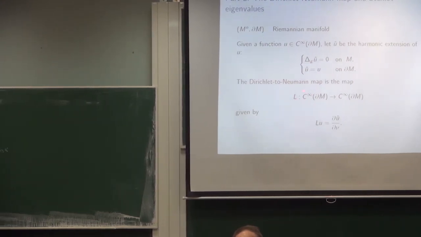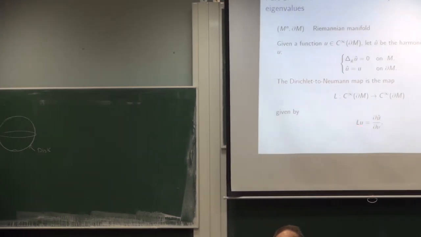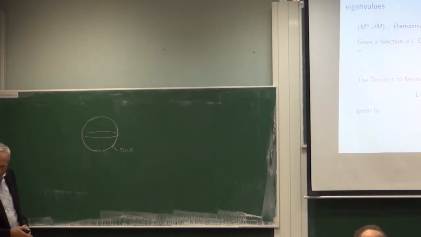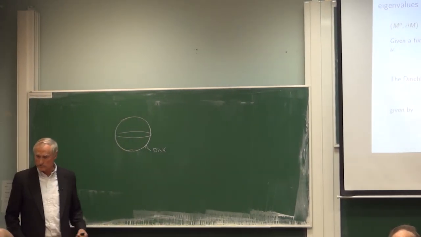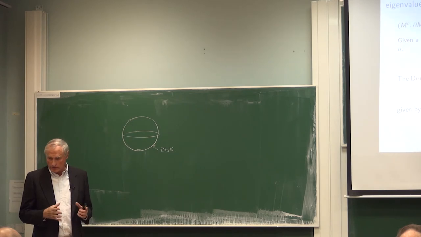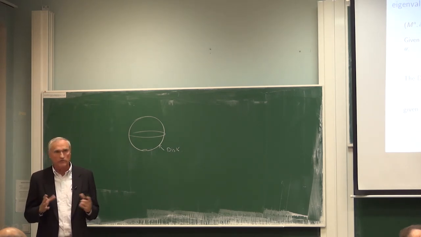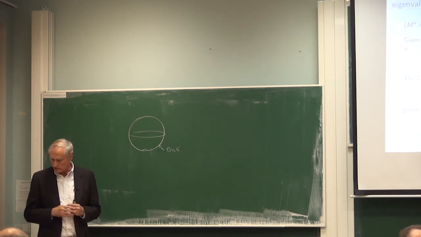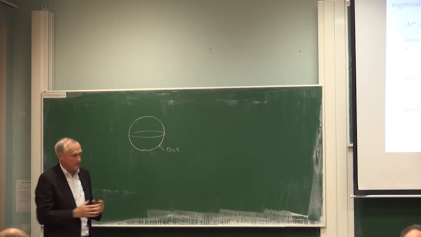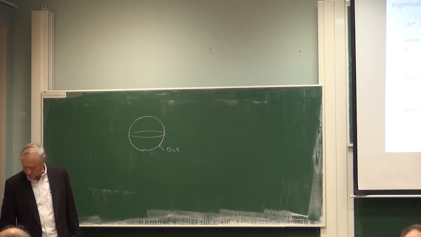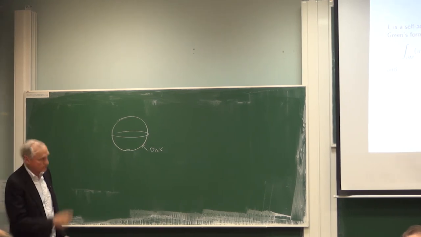Then the Dirichlet to Neumann map is the map which sends u, that is the boundary data, to its Neumann data, that is the normal derivative of u hat. And that turns out to be a very interesting operator. Actually, it's a very important operator in applied mathematics in certain imaging problems. And it has the property that, like the Laplace operator with Dirichlet or Neumann conditions, it has a discrete spectrum. And in particular, let me say a little bit about it.